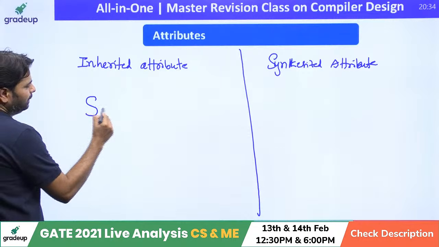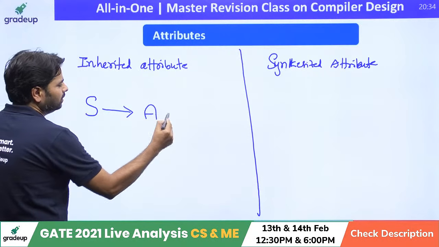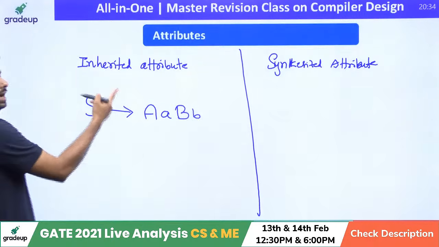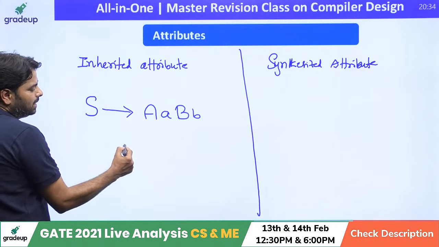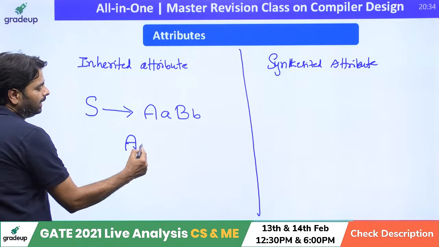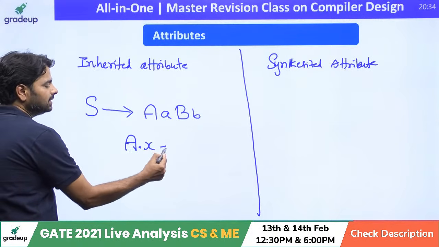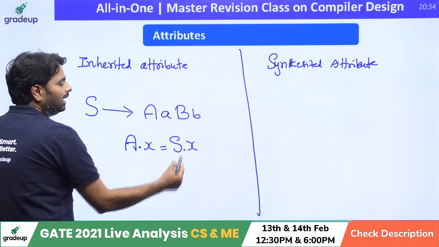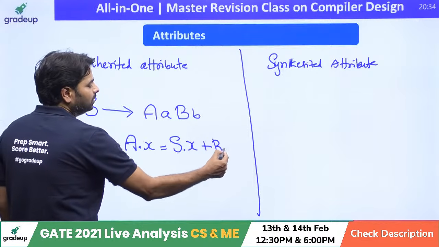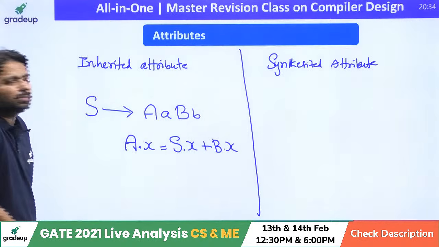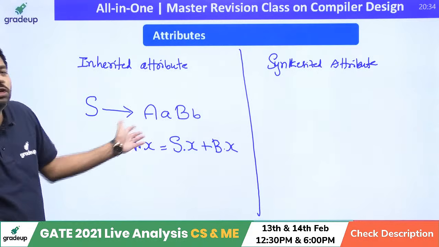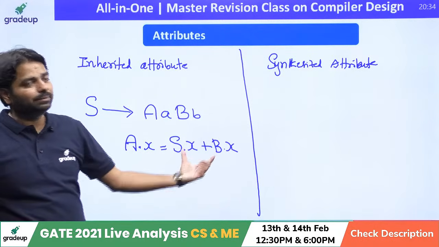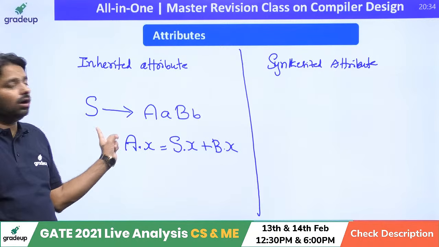Suppose you have a production like this, and I am computing, let's say, A.X. I can depend on the parent or even on a sibling. Right sibling is fine, because I'm not talking about the definition of a grammar. In the definition of a grammar you can't use the right sibling, but this is an inherited attribute, because I can use the parent or left sibling.